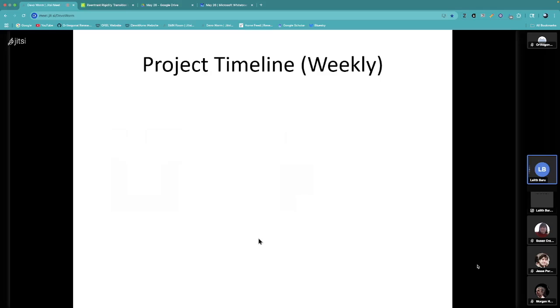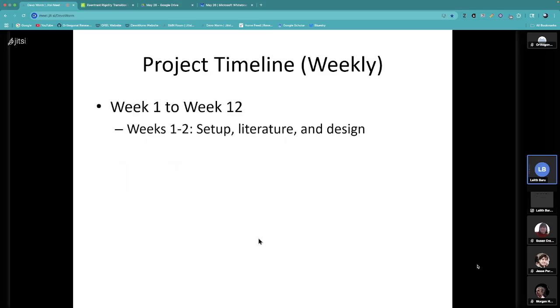So how did I design this timeline? In the first 2 weeks, I'll see how we can set up the things, the datasets and the literature, what we're going to work on, and the complete design if it's ready.